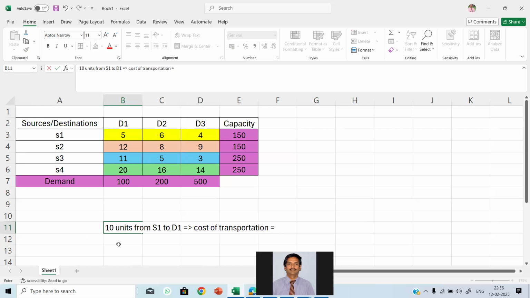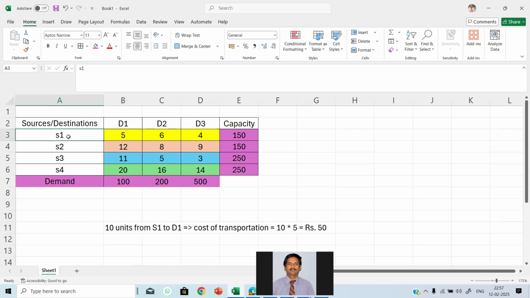It will become 10 into 5. So it will be 50 rupees. Okay, I will write here rupees 50. So like this, if I transport some 20 units from S1 to D2, so 20 into 6, like this, 50 plus 80 plus 20 plus 120, like this, the cost of transportation will be added from each and every source to the destination. All the cells will be allocated from 0 to some value, right?